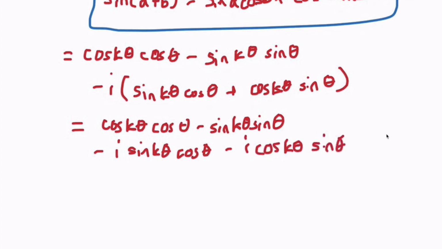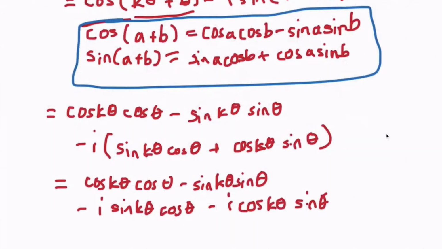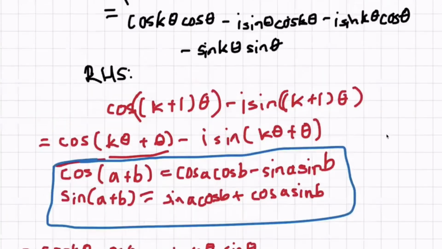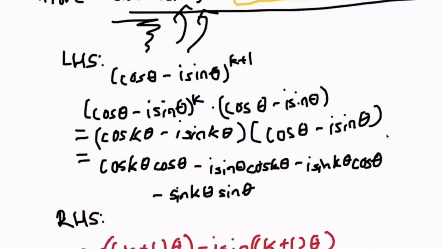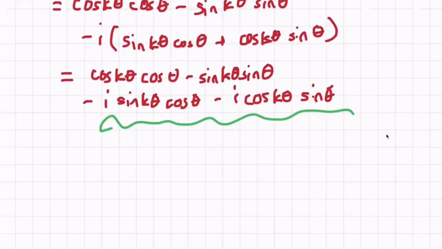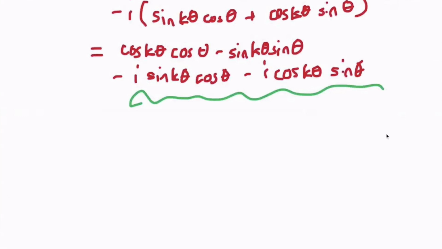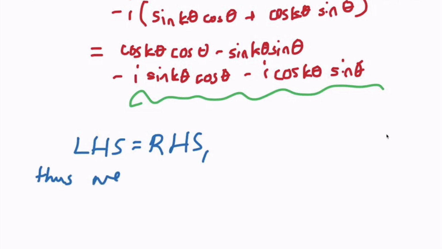And if you notice, the expression that we have here, this right-hand side is actually identical to our left-hand side over here. These two are exactly the same. So then we can say that the left-hand side is equal to our right-hand side, and therefore we are done. And the proof is finished.